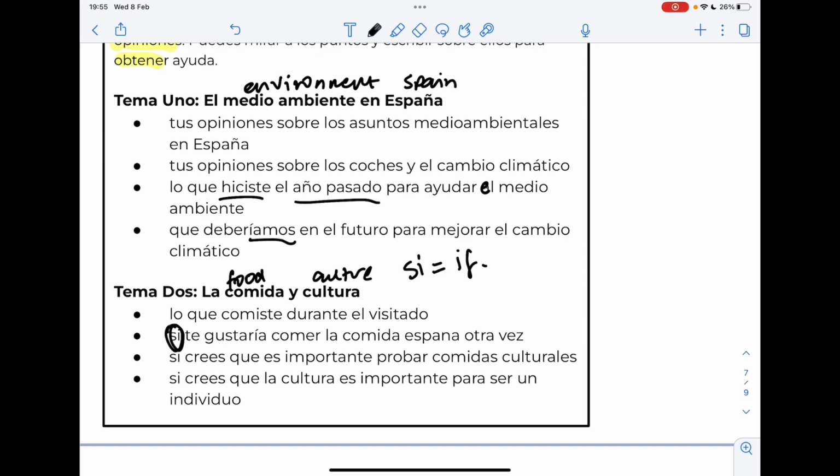Si crees que es importante probar comidas culturales, if you think it's important to try cultural foods. And then again, si crees que la cultura es importante para ser un individuo. If you think that culture is important to be an individual.